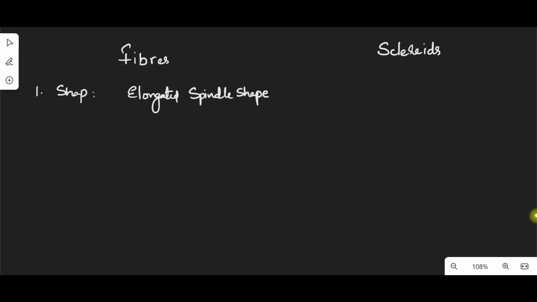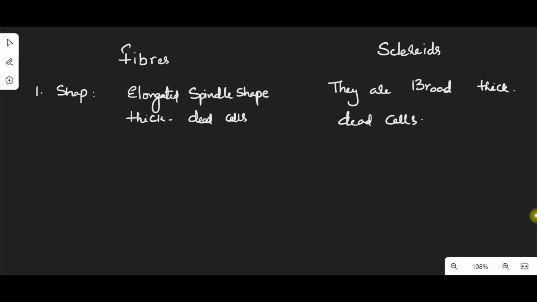The fibers are elongated, spindle shaped, thick-walled dead cells. They are very thick and they are dead. That is how fibers are described. Now coming to the sclerites, they are broad, thick, dead cells. So both are dead in nature. Both have thick walls, but the shape differs: sclerites are broad and short, and fibers are elongated and spindle shaped.